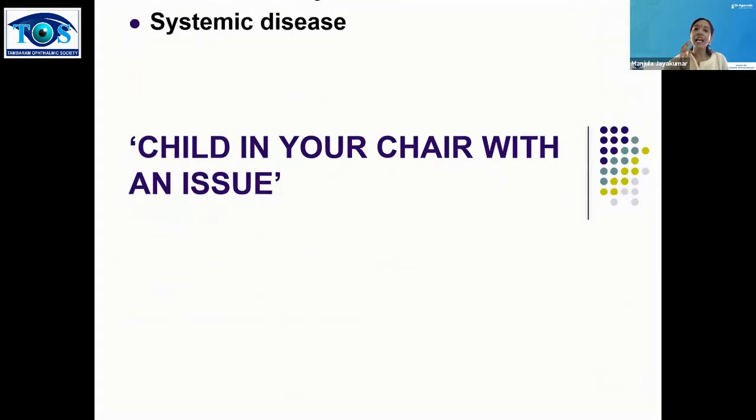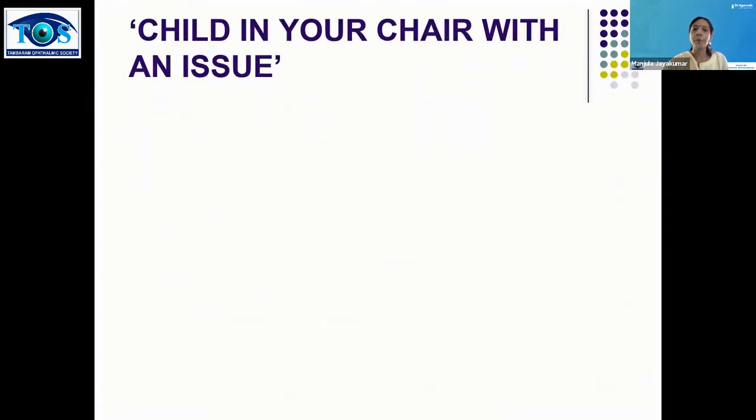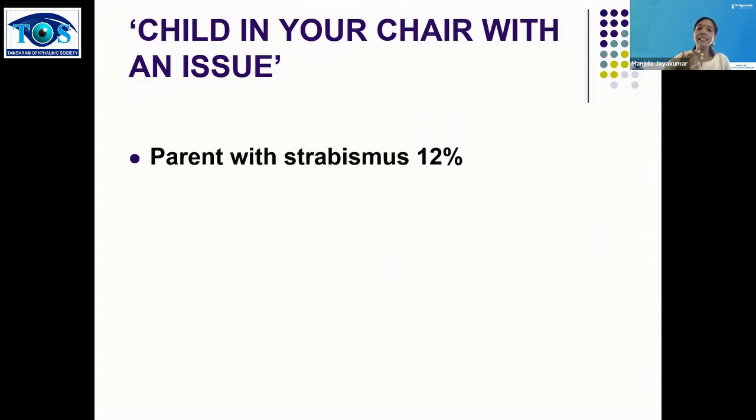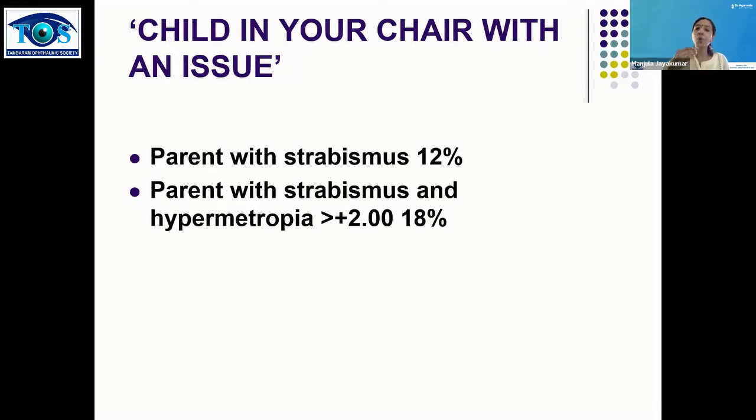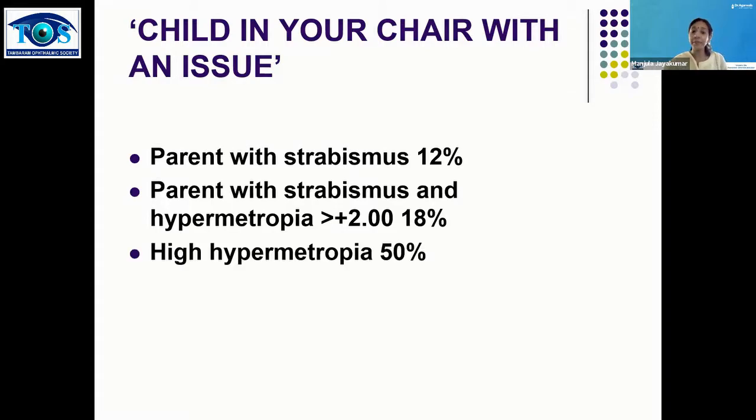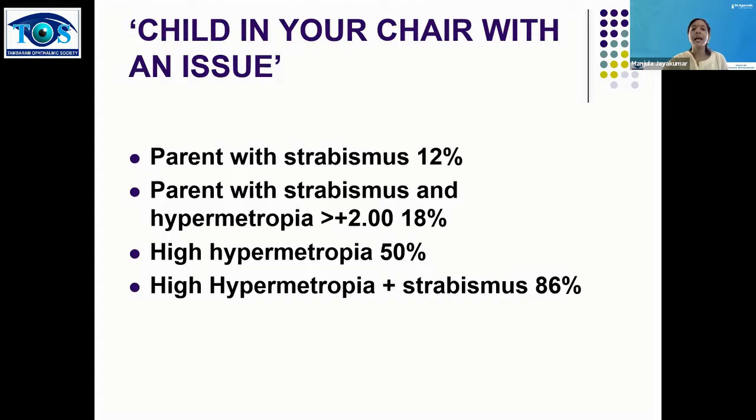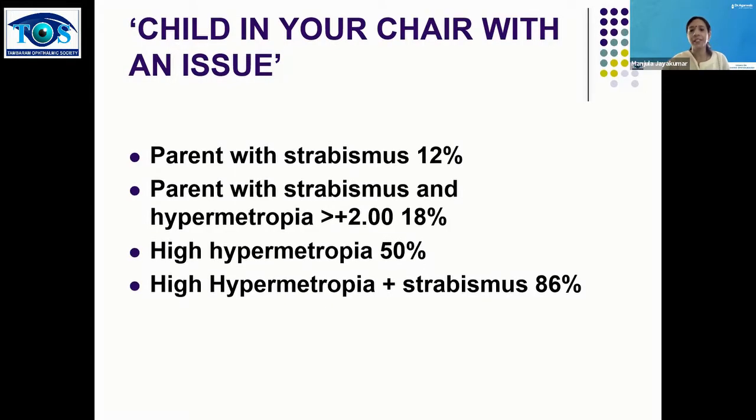Is the child in your chair who has come to the OPD suffering from a binocular vision issue? How do you know that? The risk is 12% if the patient has a parent with strabismus. If the parent has both strabismus and hypermetropia, the risk increases to 18%. If the child per se has a very high hypermetropia, the risk is about 50%. And if the child has both hypermetropia and strabismus, the risk increases to 86%.